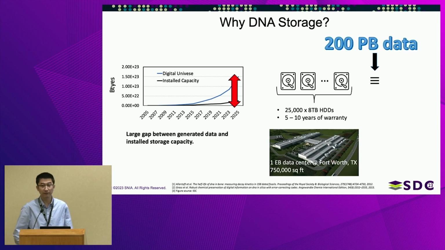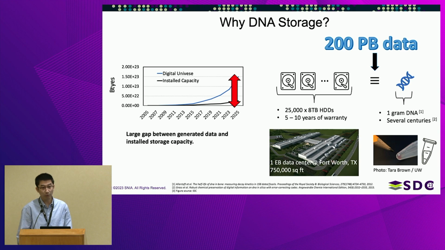This is one example. If we want to store 200 petabytes of data traditionally in hard disk drives, let's assume we have 8 terabyte hard disk drives. Based on a simple calculation, we need about 25,000 hard disk drives to store this 200 petabytes of data. And normally, the hard disk drive vendor can guarantee a 5 to 10 year lifetime for the drive, right? The bottom here gives you one example of a data center in Texas with an area of 715,000 square feet.